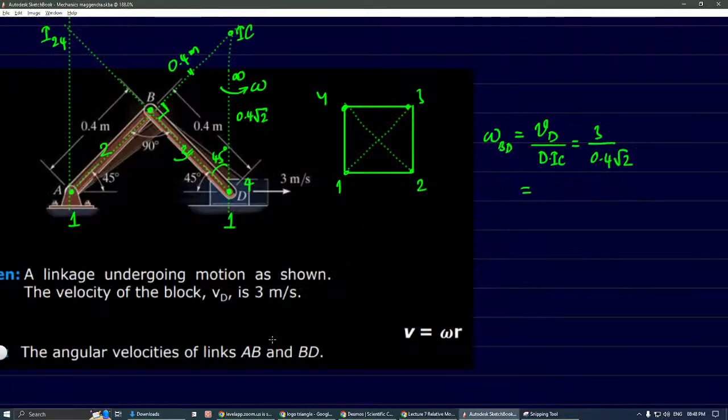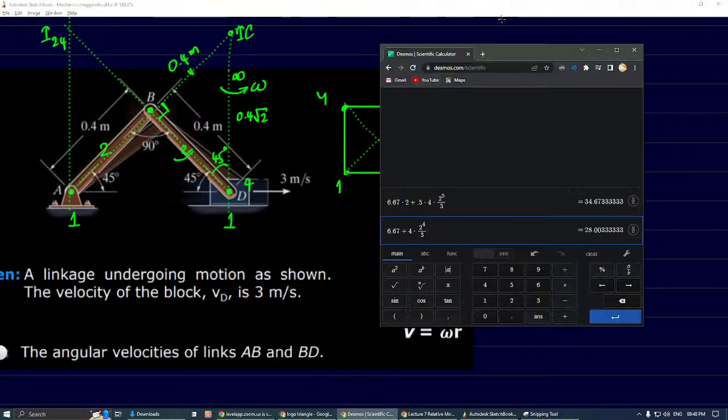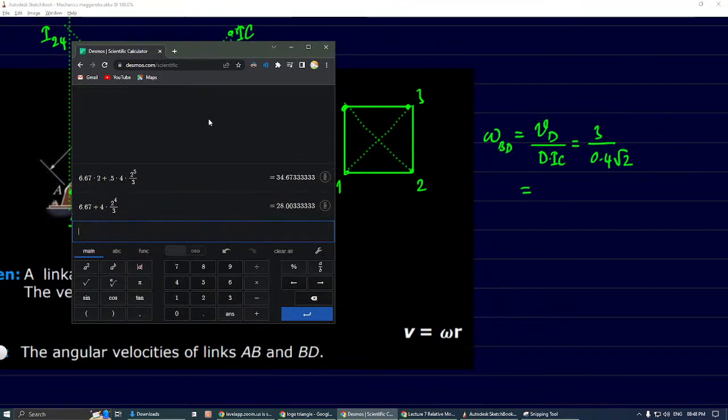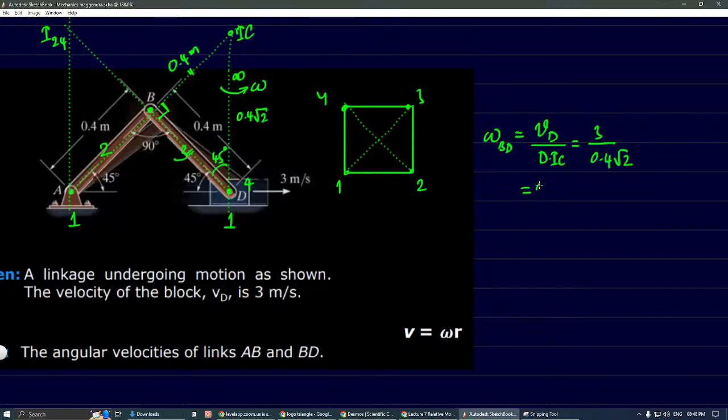What did you get? 3 divided by 0.4 into square root 2. 5.3 now. 5.3, 5.30 radians per second.